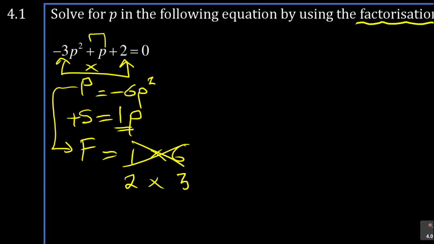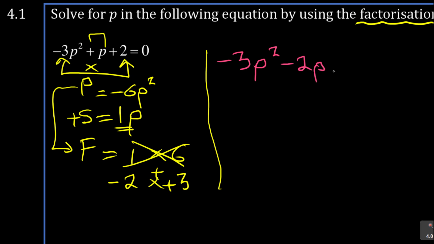I cannot add these two numbers and get a 1. But here, I can add numbers and get 1. If this is minus and this is plus, minus 2 plus 3, it is 1. So I can rewrite this thing as what? Minus 3p squared. See, where there is plus p, it will be minus 2p plus 3p. See where I'm going? Now plus 2.